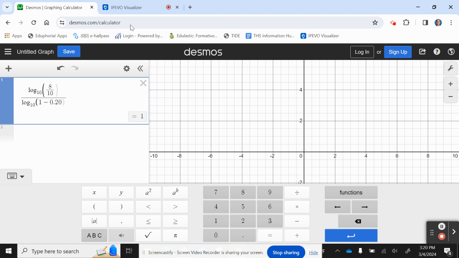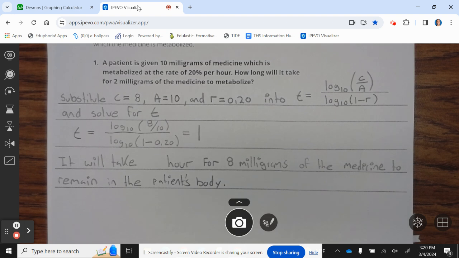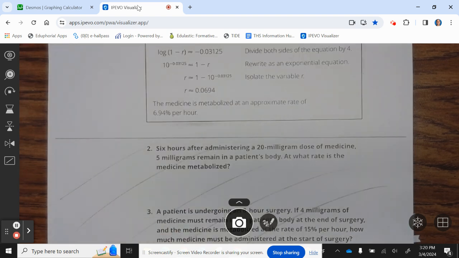Equals 1. So it will take 1 hour for 8 milligrams of the medicine to remain in the patient's body. All right, go ahead and finish up number 1. All right, let's take a look at the next page.